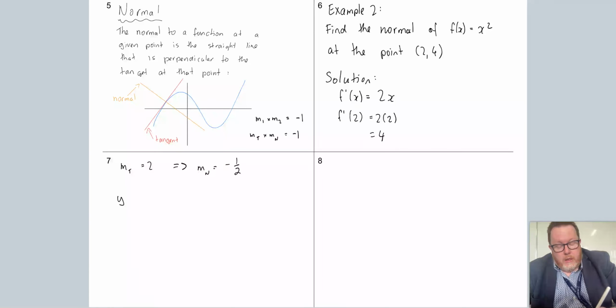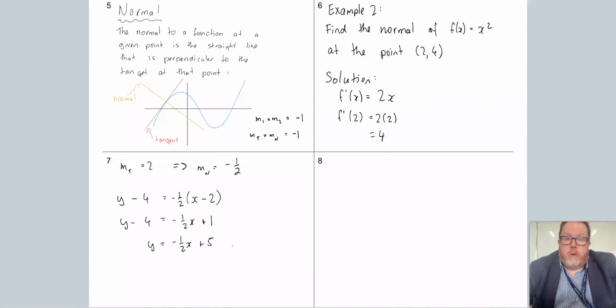Again, I'm going to use the point gradient form. So y minus y1, which is 4, we're told that in the problem, is equal to gradient, minus a half, x minus 2, the x coordinate, and now I'll just tidy that up. So y minus 4 is equal to minus a half x plus 1, minus a half times minus 2. And I'm going to add 4 to both sides to get y is equal to minus a half x plus 5. And that's my normal equation.